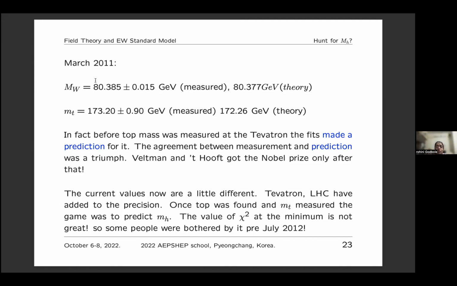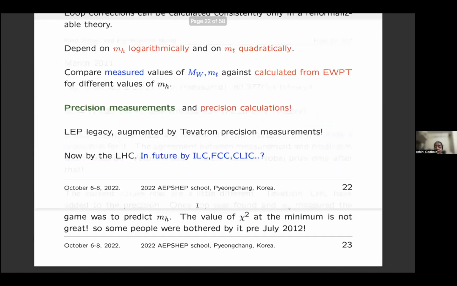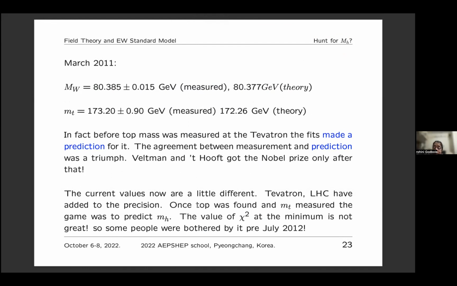Now, the current values of MW and MT are somewhat different. The Tevatron and LHC have added to the precision. And once the top was found and the predicted mass of the top agreed with the measured mass, one said, okay, let's take this game forward. Let's take top as known and make the fits, varying MH in this manner. And then let's see what produces the best fit. Where is the minimum chi-square of such a fit?